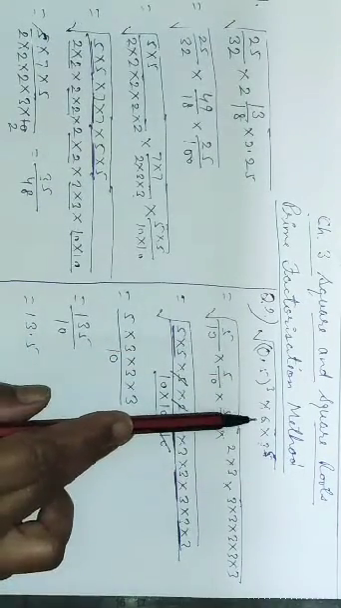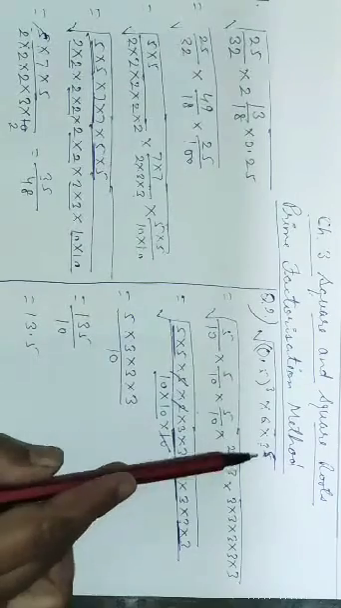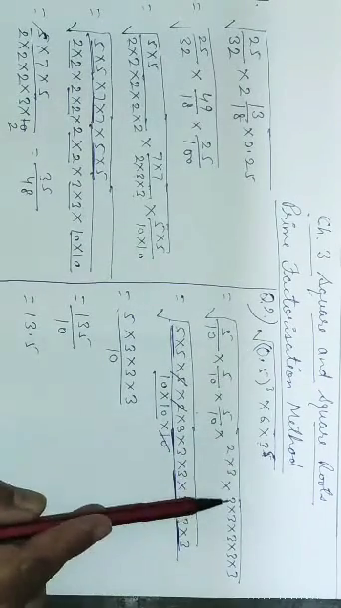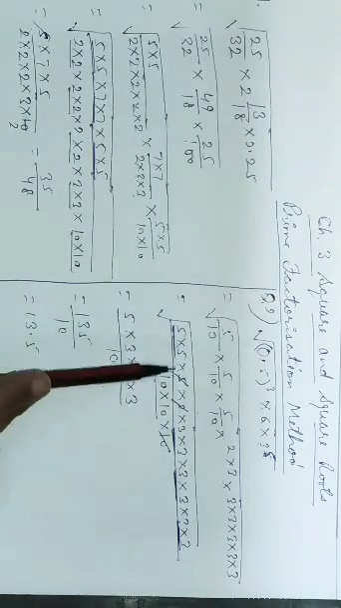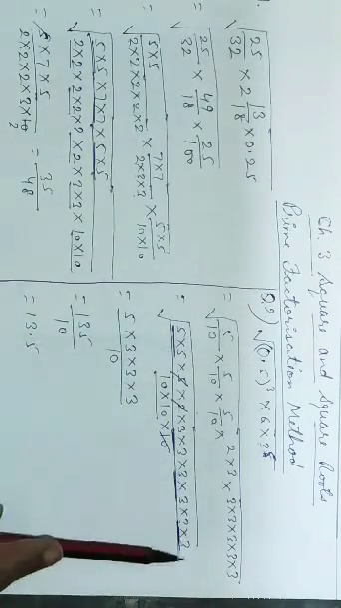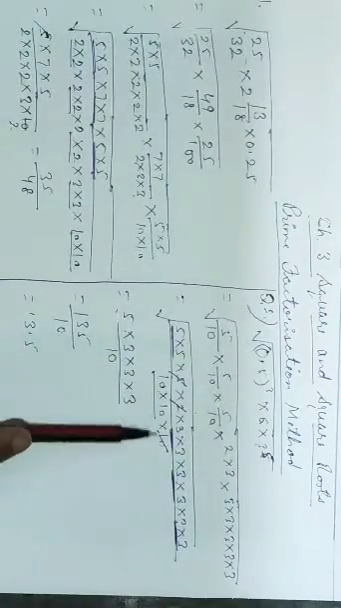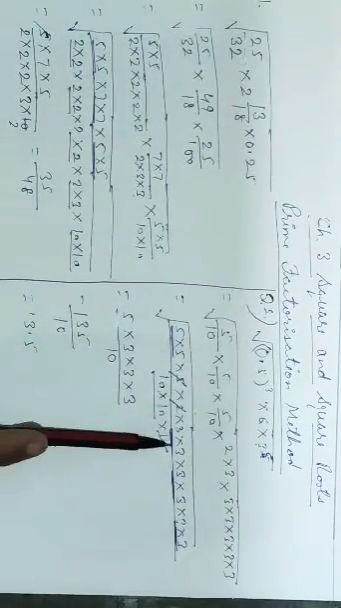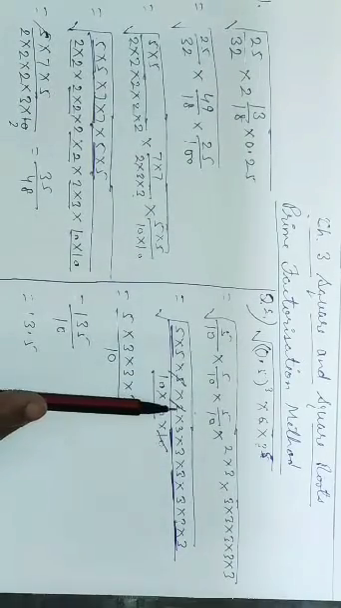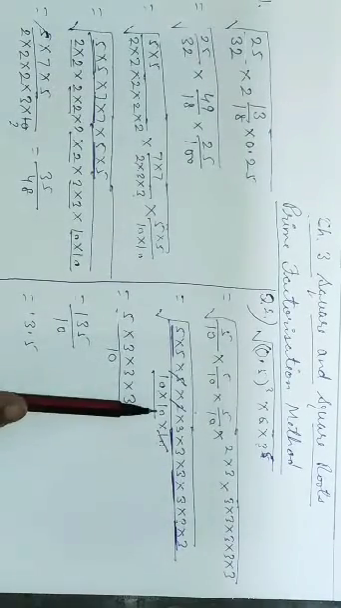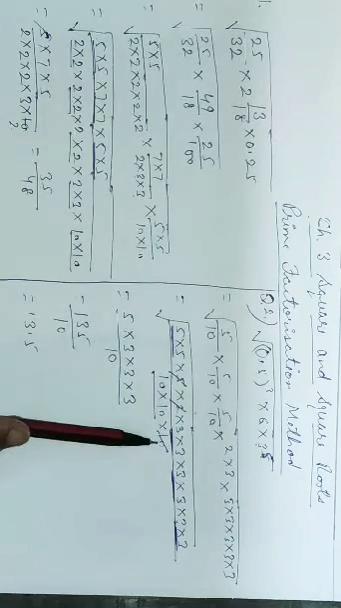Here 6 can be written as 2 into 3. 3 raised to the power 5, so I have multiplied 3 5 times. Now I have written all the numbers in the numerator here and 10 into 10 into 10 in the denominator. Then I have arranged them in pairs. 5 and 2 cannot be arranged in pair. Similarly in the denominator, 1 10 is remaining.